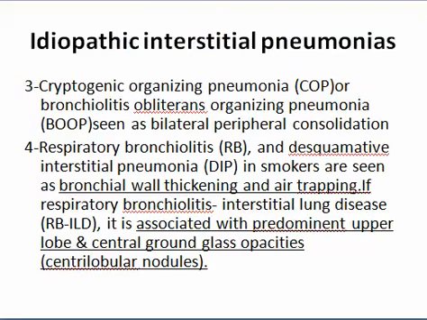So we talked about the BOOP, and as bilateral peripheral consolidation, you cannot discriminate it from the non-specific type, and this forms 3%. This is a microscopic diagnosis. And for respiratory bronchiolitis and DIP, you should have a patient with history of smoking, and this is usually predominant upper lobe and central ground glass opacities.